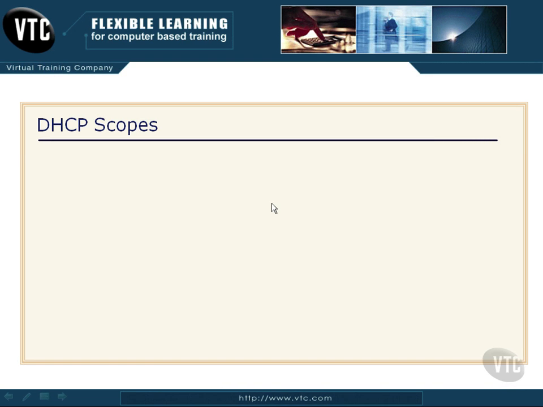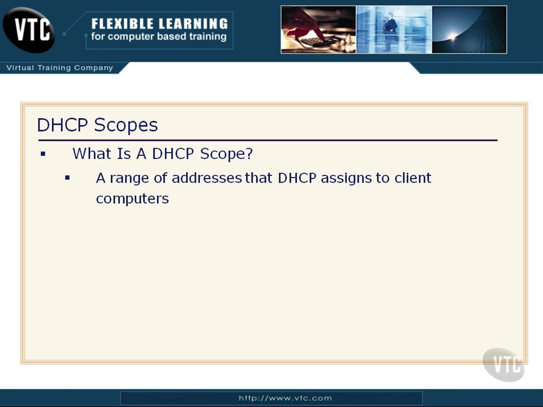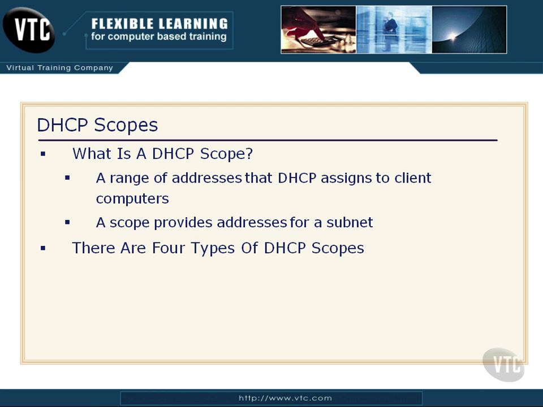In this video, let's turn our attention to DHCP Scopes because you'll hear about these on the exam, and I want you to understand what they're talking about. Now let's start off with a simple question. What exactly is a DHCP scope? Well, it is simply a range of addresses that the DHCP server will assign to client computers. And a scope provides addresses for a single subnet. So scopes have a one-to-one relationship generally with a subnet or a network segment.